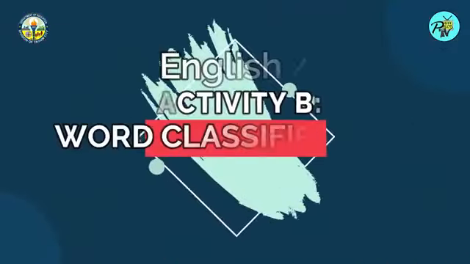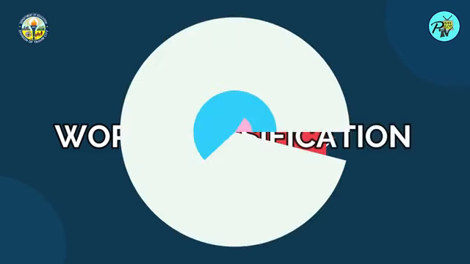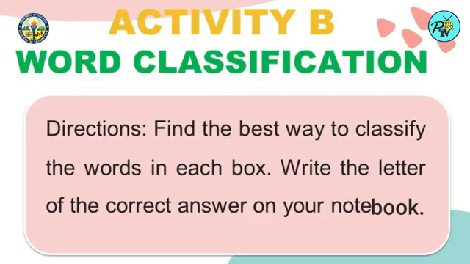Next is activity B, word classification. How are you going to do it? Find the best way to classify the words in each box. Write the letter of the correct answer in your notebook.